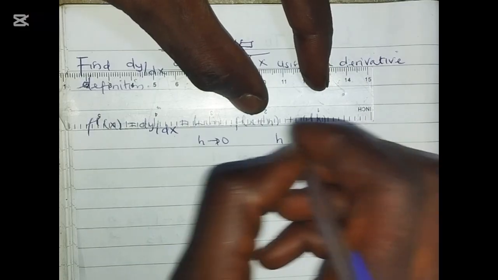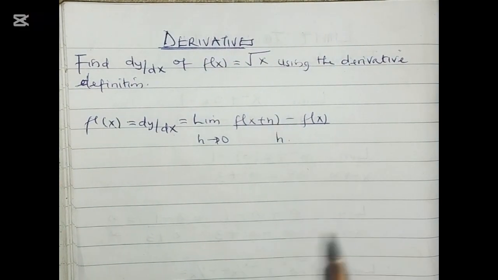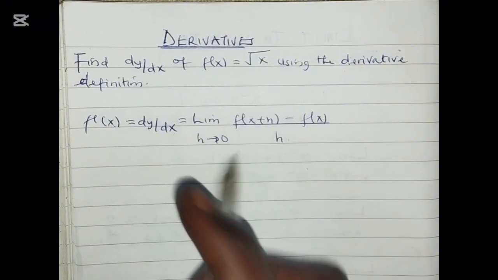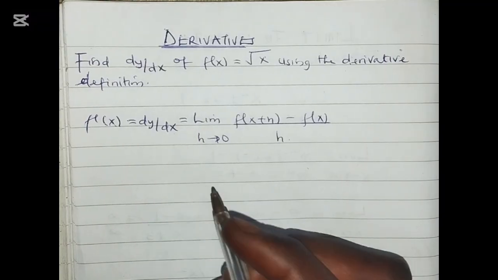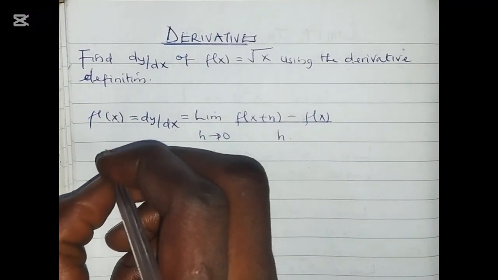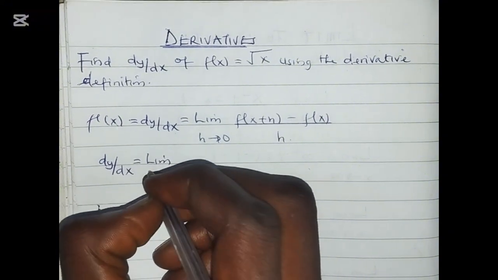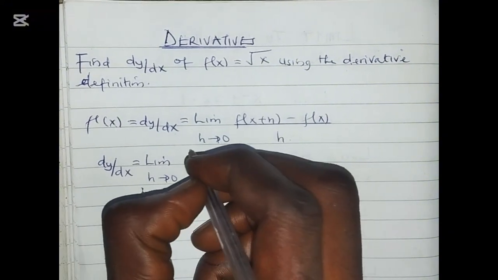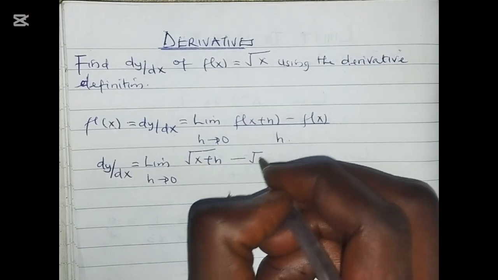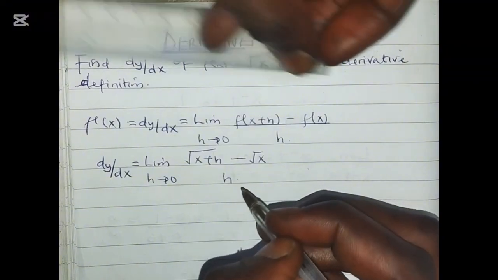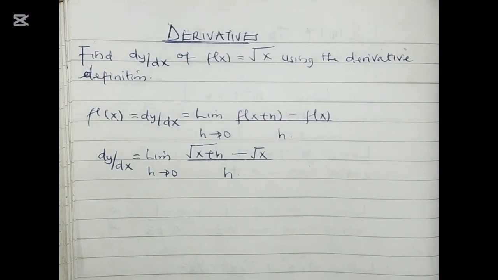So let's do that. What do we know? We know what our f(x) is, but we don't know what our f(x + h) is. So how do we get this? It is gotten by saying that wherever we find x in the expression, we put in x + h there. So we have dy/dx equal to the limit as h goes to 0 of root of (x + h) minus root of x, all divided by h.